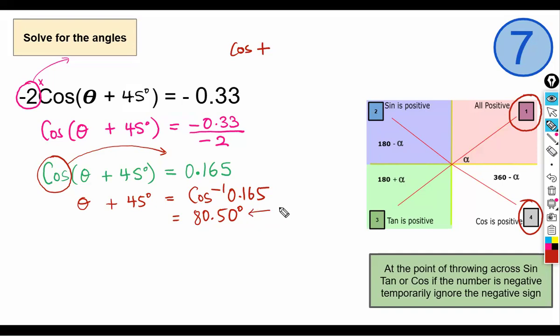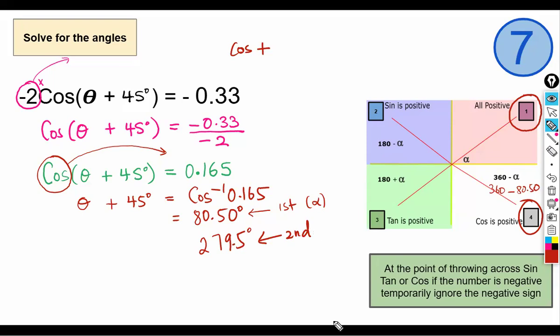Right, this here is our first answer. And to get the next answer, it's 360 minus the 80.50. Remember, he is alpha. 360 minus 80.50, our second answer is 279.5. This is our second, not final answer. That's just our second answer.